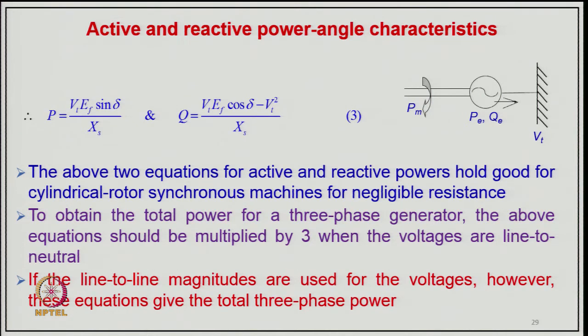To obtain the total power for a 3-phase generator, the above equations will be multiplied by 3 when the voltages are line to neutral. If the line to line magnitudes are used, then these equations give the 3-phase power.